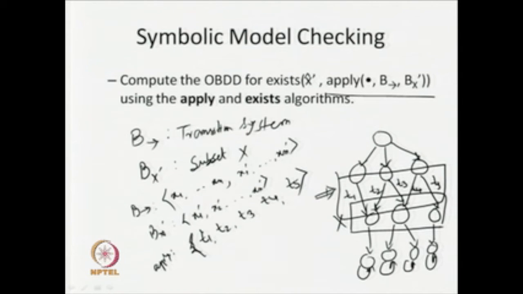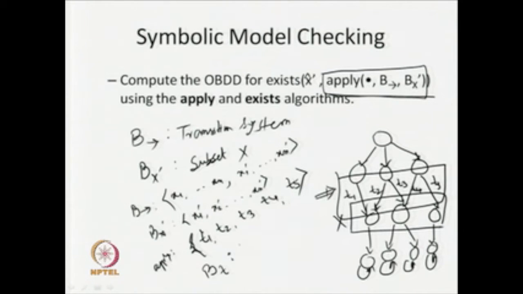Now, whatever result we are getting over here, we are getting the transitions that are coming into this particular subset X. Okay. Now, in this particular BDD, whatever resultant BDD we are getting, say this is your BDD, having only the transitions.